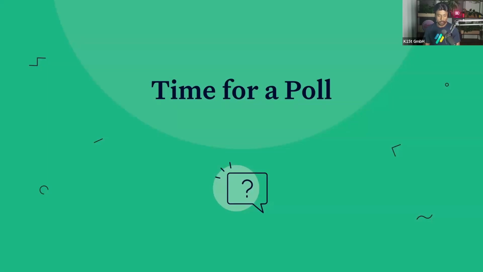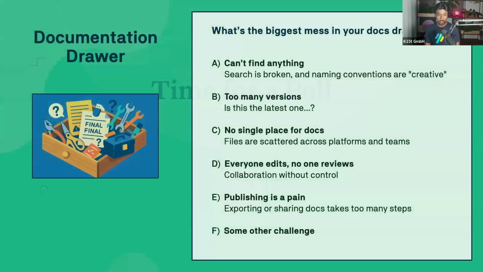So before we head into the demo session and actually see how people can do it for themselves and how they can create the documentation, we'd like to run a quick poll again and see what's the biggest mess right now in your documentation drawer. What is the challenge that's making you lose sleep at night? Is it that you can't find anything, or the search is broken, or it's all over the place and you can't really look for the things you're looking for?